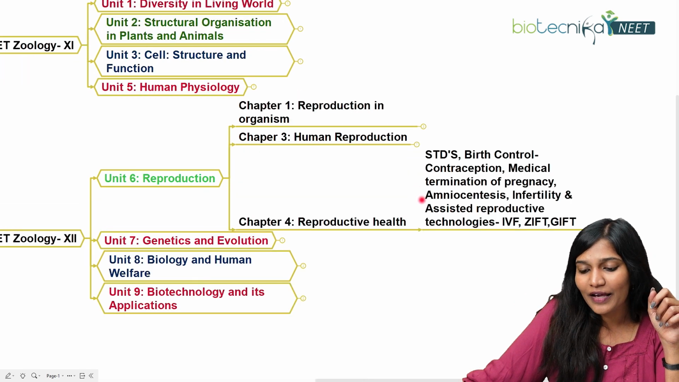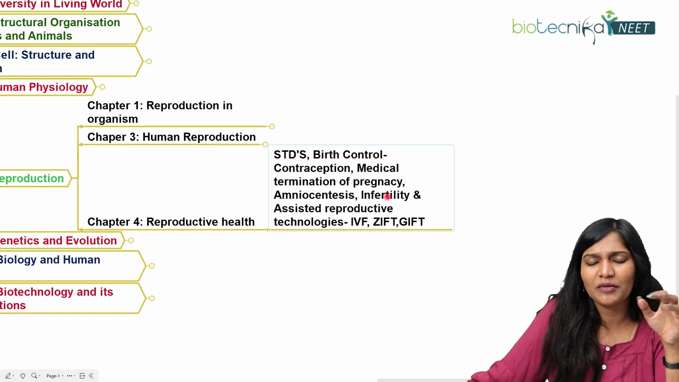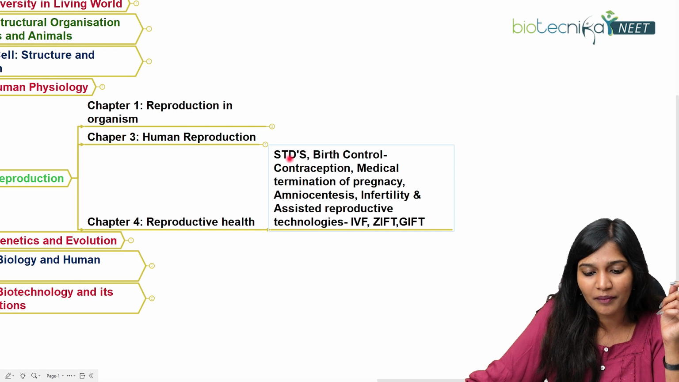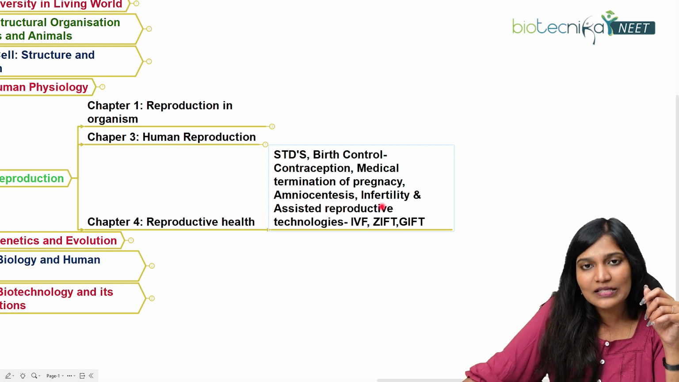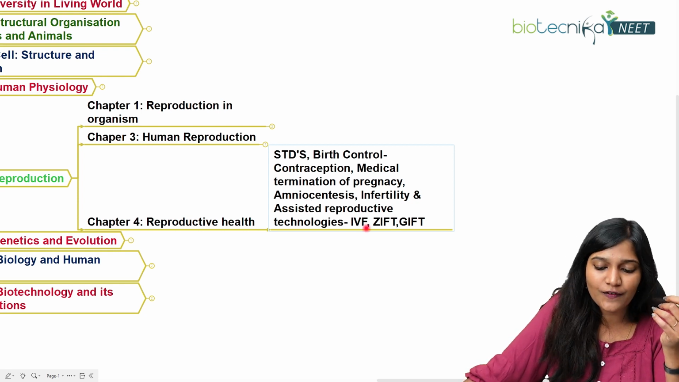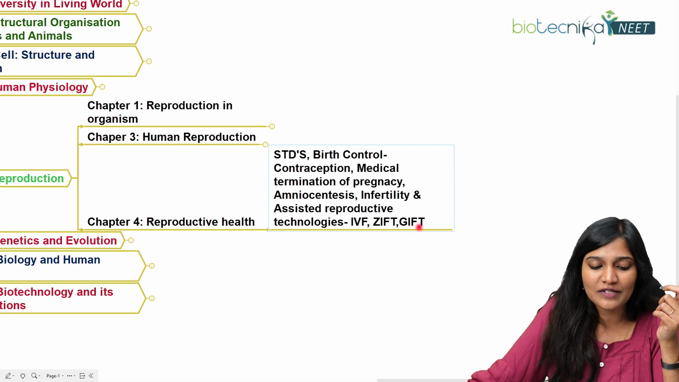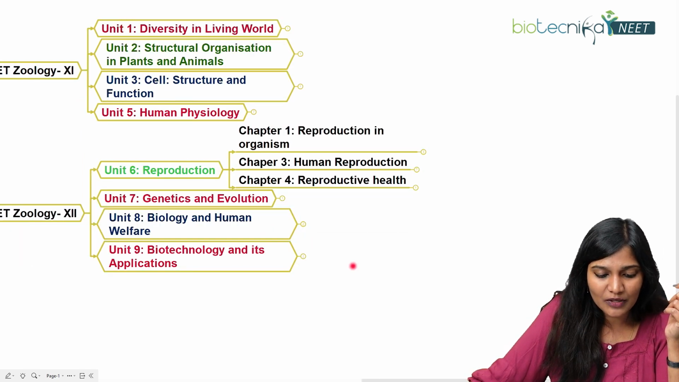Next is reproductive health. So you will have very direct questions from here, and always repeated questions keep on coming. Sexually transmitted diseases, birth control, contraception or MTP, amniocentesis, infertility, and some assisted reproductive technologies like in vitro fertilization, ZIFT and GIFT. You can go in for this one also.